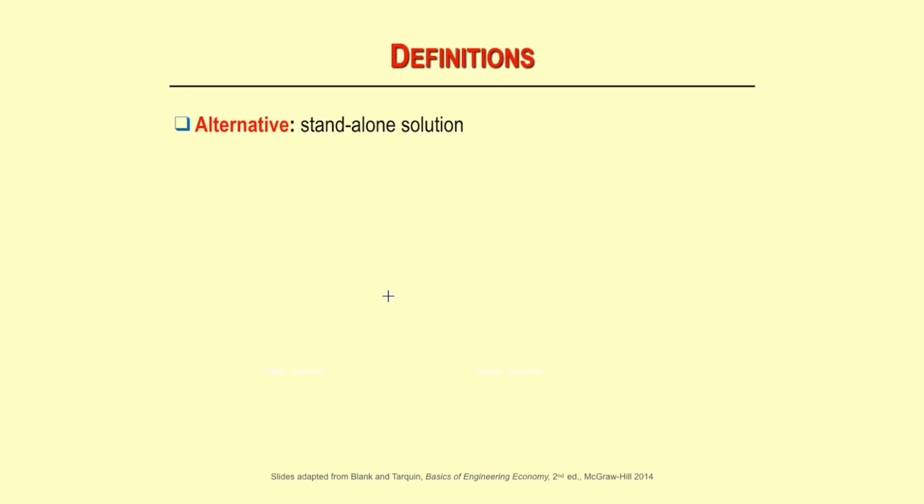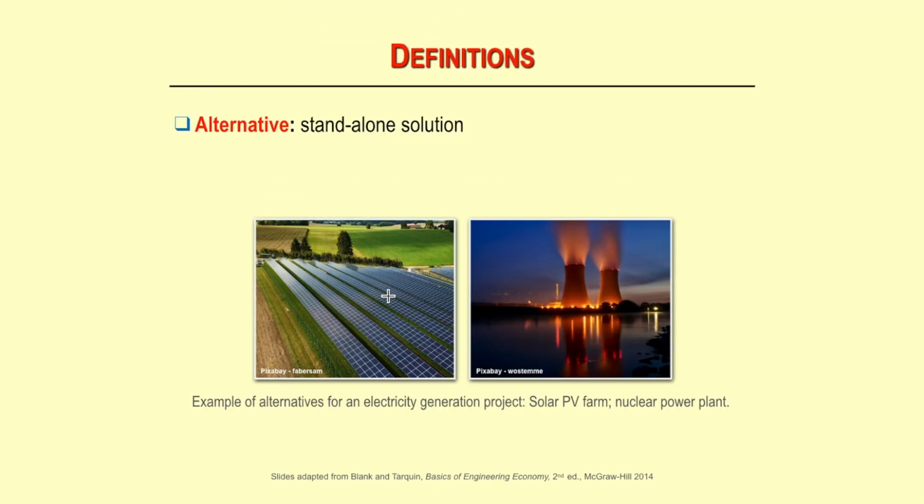Now let us look at the definition of the common terms that are used in engineering economics. The first term is alternative. An alternative is a stand-alone solution for a given problem. So, for example, in a project to generate electricity, the possible alternatives could be a solar farm that generates electricity from the sunlight. Another possible alternative could also be a nuclear power plant that generates electricity from nuclear reactions. Both of these alternatives are stand-alone solutions, which means they can operate independently of each other.